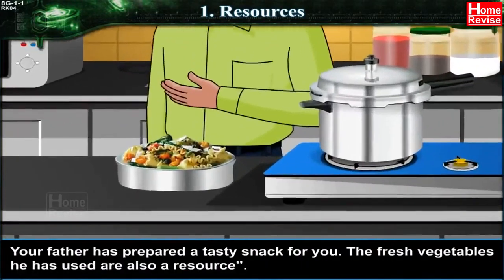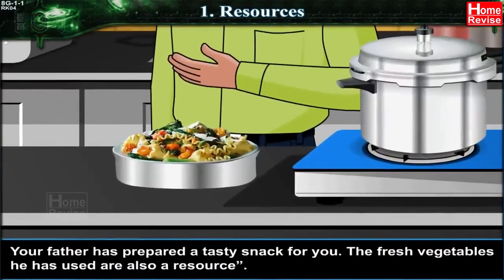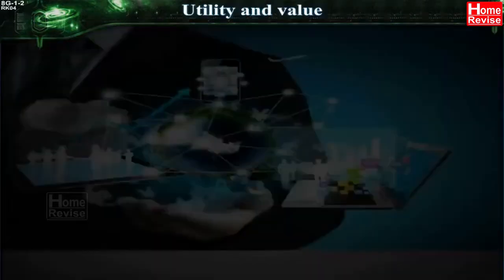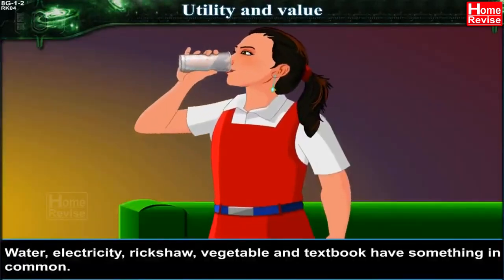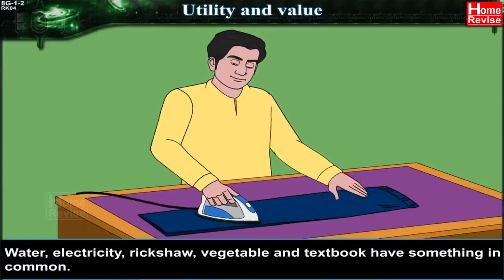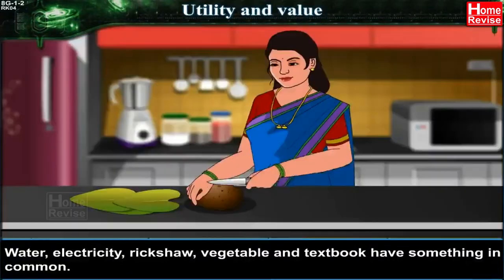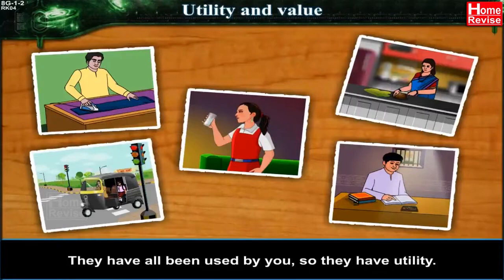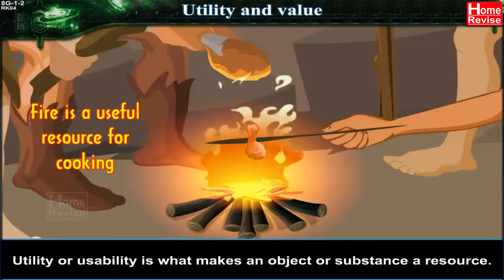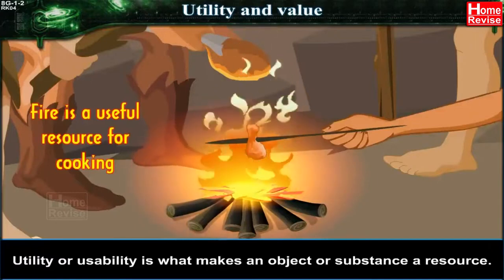Your father has prepared a tasty snack for you. The fresh vegetables he has used are also a resource. Utility and value. Water, electricity, rickshaw, vegetables, and textbook have something in common. They have all been used by you, so they have utility. Utility or usability is what makes an object or substance a resource.